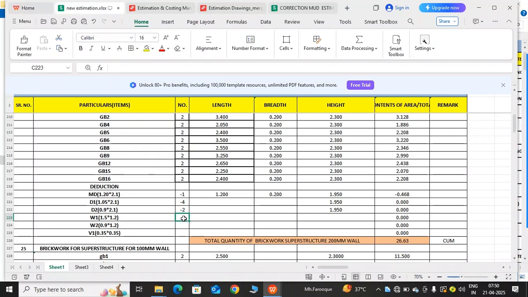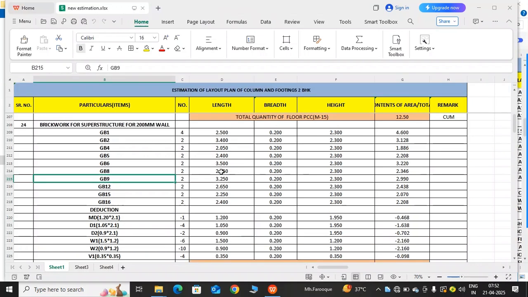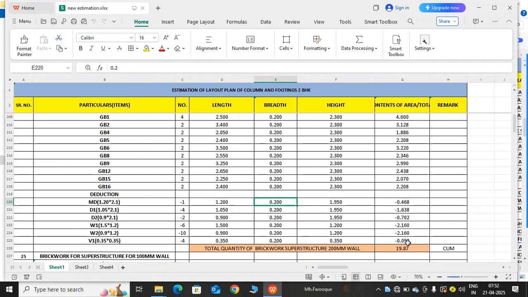How many W1 do you have? How many W2 do you have? How many V1 do you have? You can take them from the drawing. We want to do it quickly. It is done, engineers. Look at this. We have 1, 4, 2, 6, 10 and 4. It is done, and this is the total quantity.